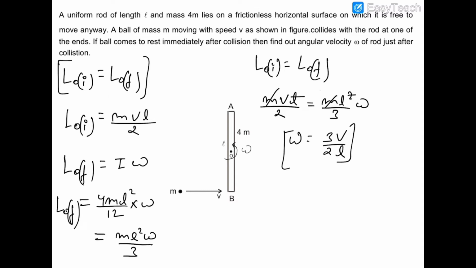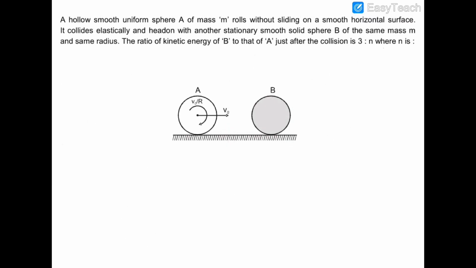Now let's move on to the next question. In this question, it is given that there is a hollow sphere of mass m and some radius. It is rolling purely on a smooth horizontal plane. Its velocity is v naught and it collides elastically with another sphere, a solid sphere of the same mass and same radius.